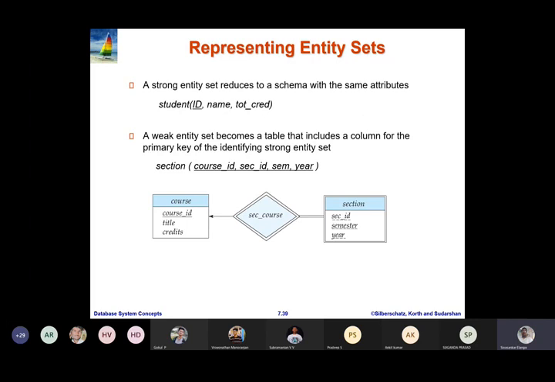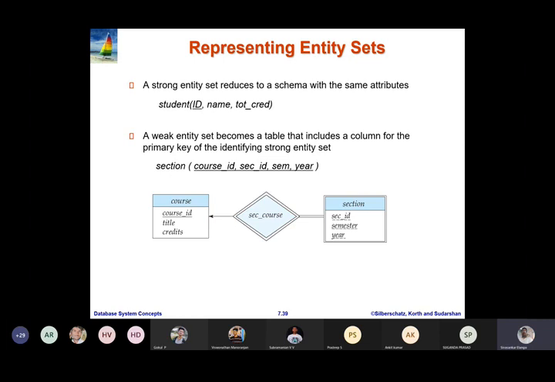So a weak entity set is one which does not have a primary key of its own. For example, section is a weak entity set with attributes section ID, semester, and year. It is dependent on the strong entity course entity set, which has a primary key attribute course ID, and attributes course ID, title, and credits.